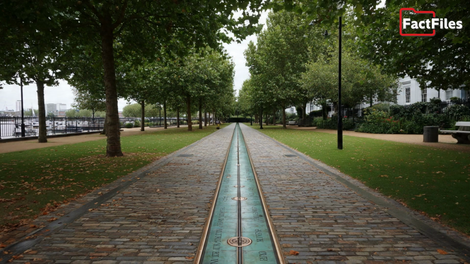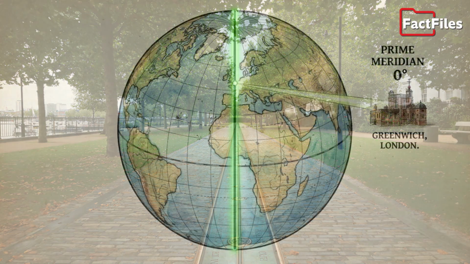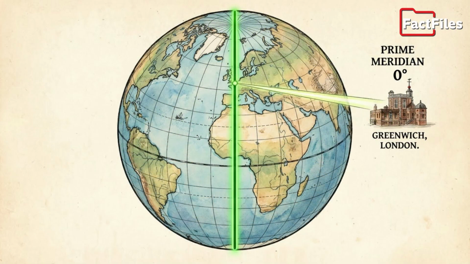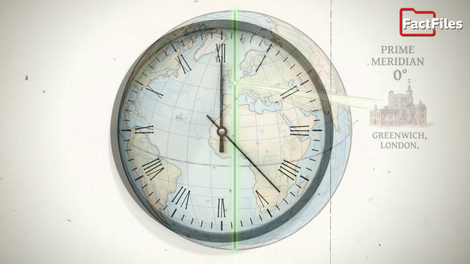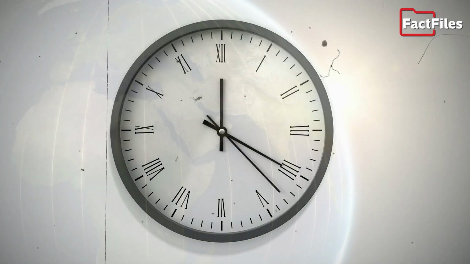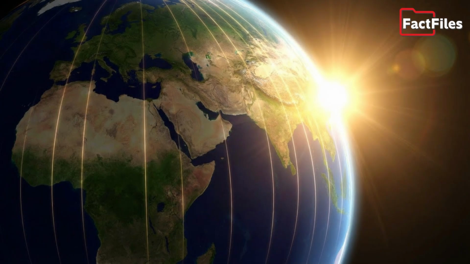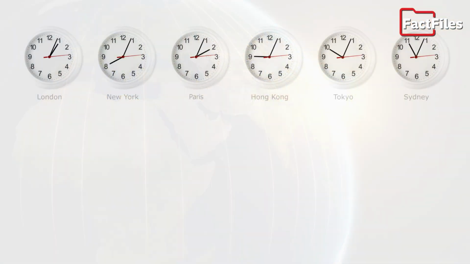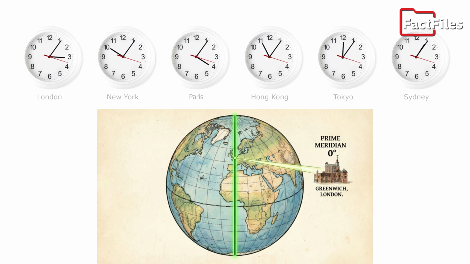One of these meridians is extra important. It goes through a place called Greenwich in England and is given the number 0. This special line is called the prime meridian. All other meridians are counted east or west from this line. Because of this, the time at Greenwich became the main starting time for the whole world. Many countries set their time zones using Greenwich as the reference.